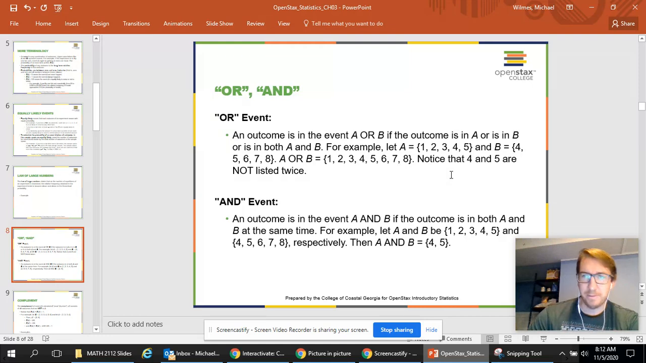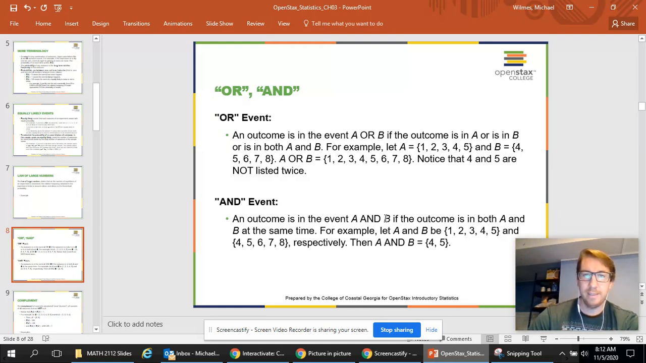So here we have some examples with numbers. A is 1, 2, 3, 4, 5. B is 4, 5, 6, 7, 8. To write out A or B, we just write out everything that's in A or in B. So 1, 2, 3, 4, 5. And we pick up on, let's see, 4 and 5 are shared in both. Notice we don't write those both times. And then we write 6, 7, 8. So 1, 2, 3, 4, 5, 6, 7, 8 are A or B.